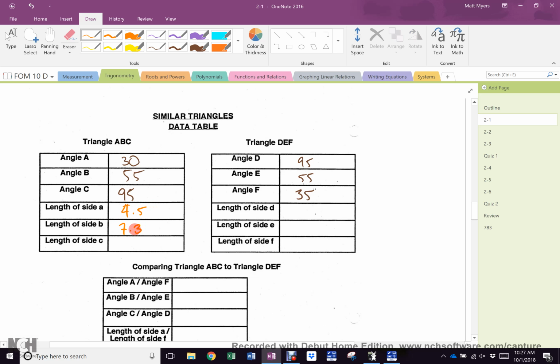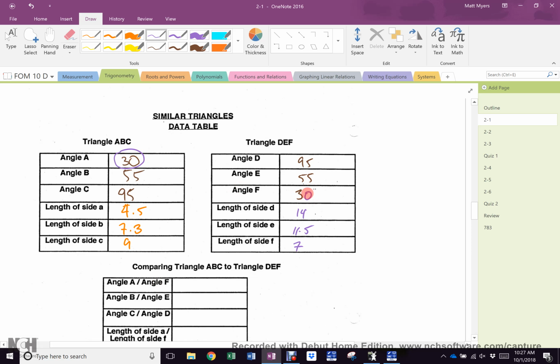Who has a length for B? 7.3. And who has a length for C? 9. Now, who has a length for D? Who has a length for E? And F. Everybody cool? All right, now, you will notice that angle A compares with angle F. Why have I done this comparison of angle A to angle F? Because they both occupy the same relative position in both triangles, yes?